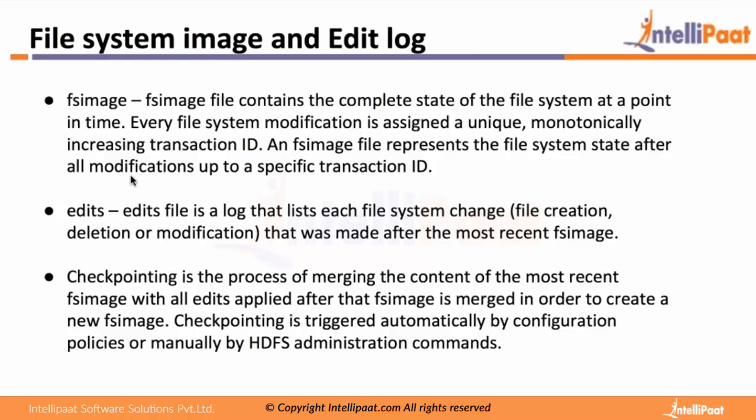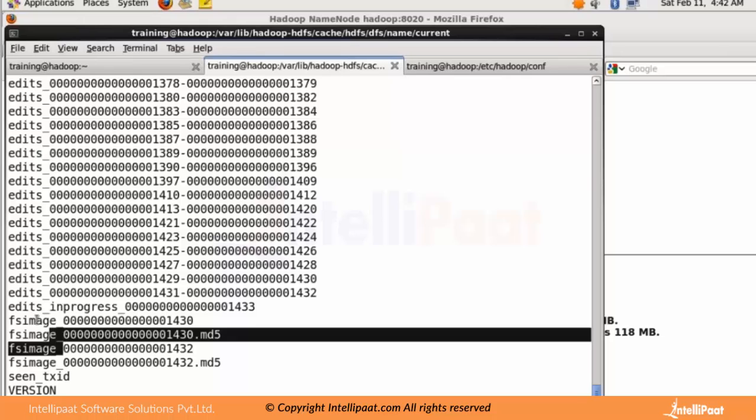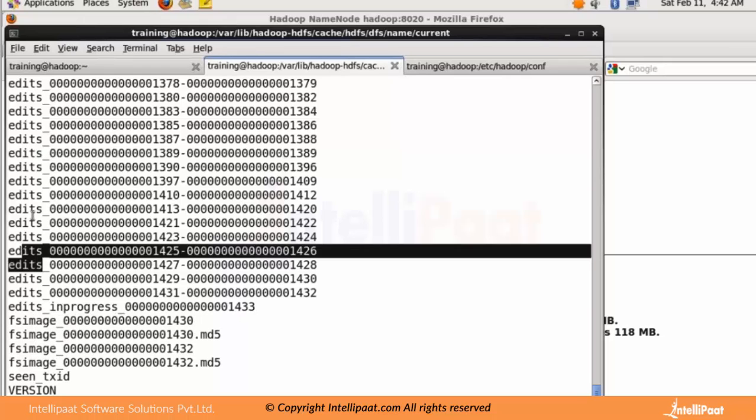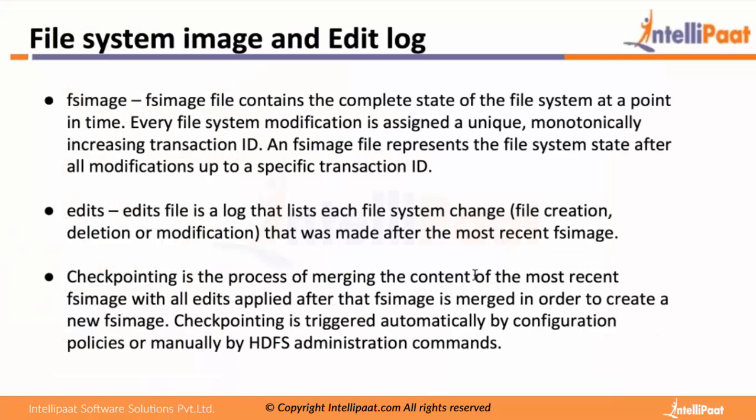Then the second type of file, if you see here, it's not just fs image, it also has edits. Edits is another type of file. This is the file which actually stores all the transactions. Whenever there is a change, that change will not be directly saved by the fs image. First it will be logged in the edits file, and after that fs image will apply these edits on top of its image.